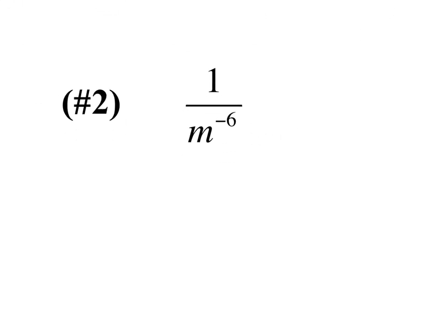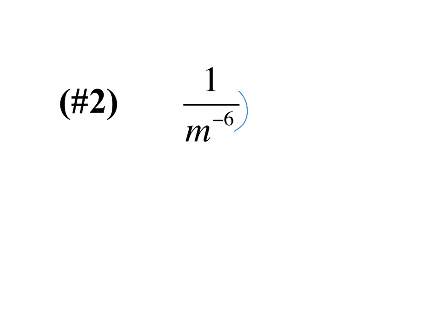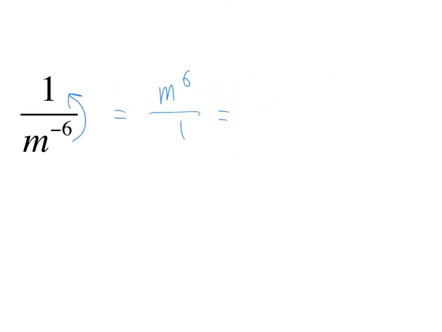Similar thing over here. We have 1 over m to the negative 6. We have a negative exponent in the denominator, so we're going to move it to the numerator, and it's going to become positive. So we're going to have m to the positive 6 over 1 if you want to put that, or you could just put m to the 6.